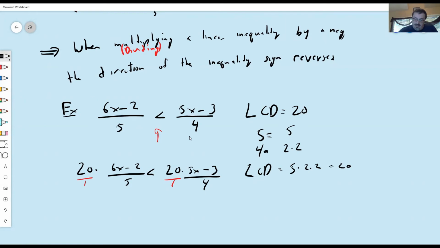Then we're going to say, okay, 5, because it's multiplication, we can divide into it. Because I'm multiplying the fractions, I can divide tops and bottoms. So 5 goes into 20 4 times, and this 4 multiplies everything. So I'm going to get 4 times (6x minus 2) is less than... Again, 4 goes into 20 5 times, and that 5 multiplies all that leftover stuff. So I have 5 times (5x minus 3).